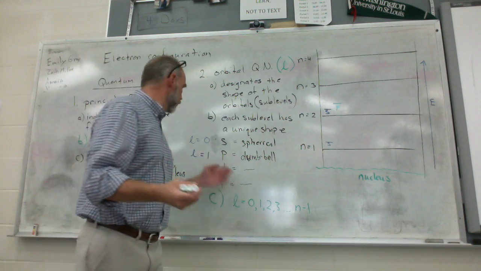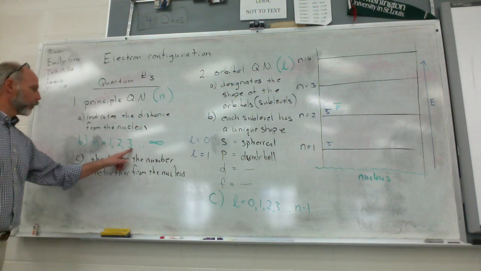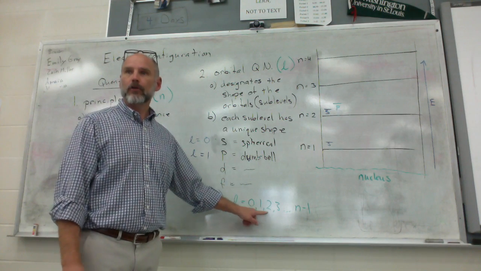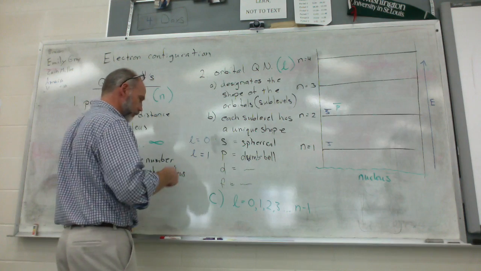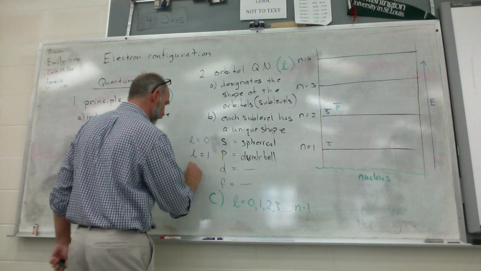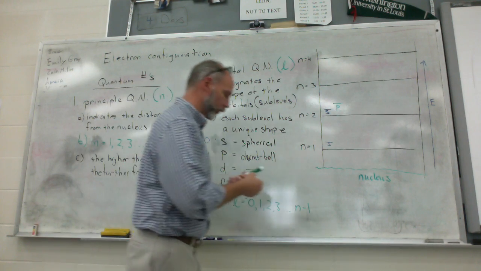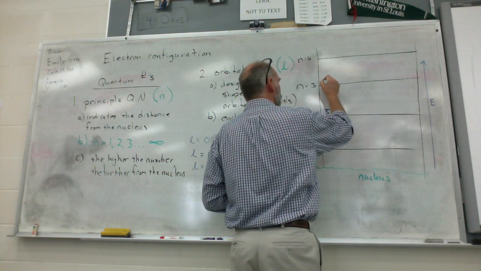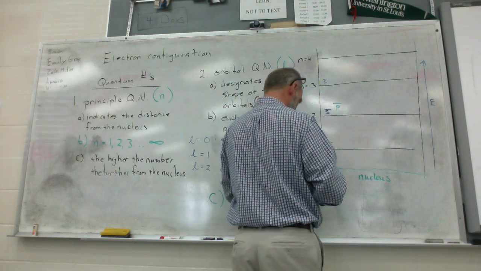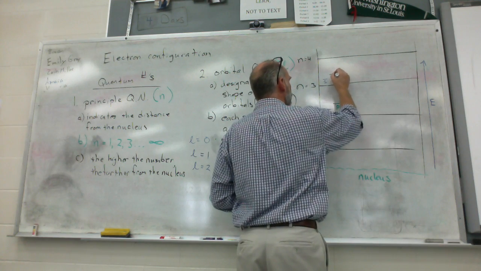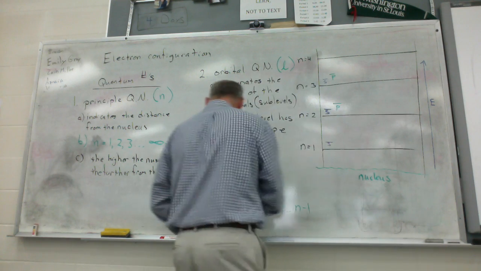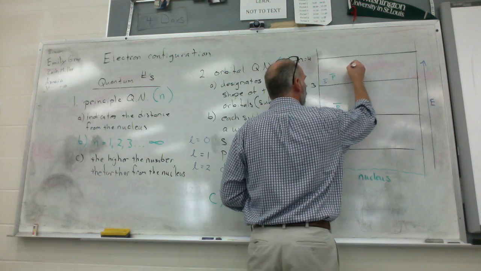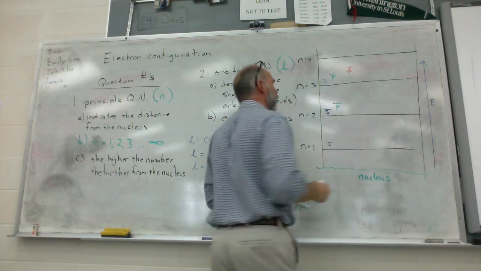Third energy level, n equals 3. What are my possible values for L? 0, 1, 2. Turns out d orbital is L equals 2. So we come up here, S is there, the P is here. Now don't get carried away. The D, go up a little bit and over, we put a D there.